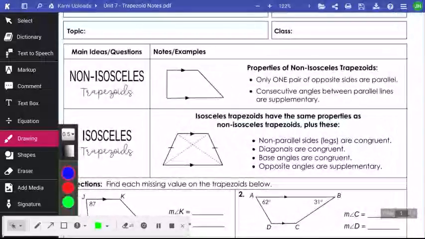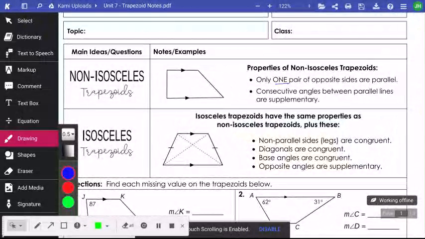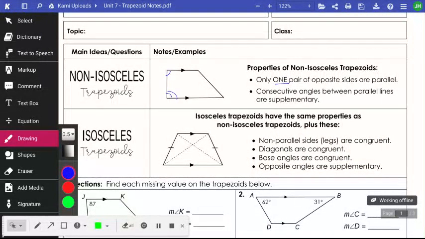Okay, so we are doing trapezoids, and there are two types of trapezoids that we're going to focus on: non-isosceles trapezoids and isosceles trapezoids. When we look at a non-isosceles trapezoid, the properties they have are that only one pair of opposite sides is parallel, and the consecutive angles between the parallel lines are supplementary. So like this angle and this angle will be supplementary, and this angle and this angle would be supplementary, but there are not necessarily any congruent angles.